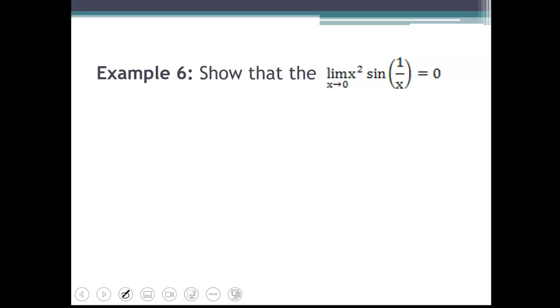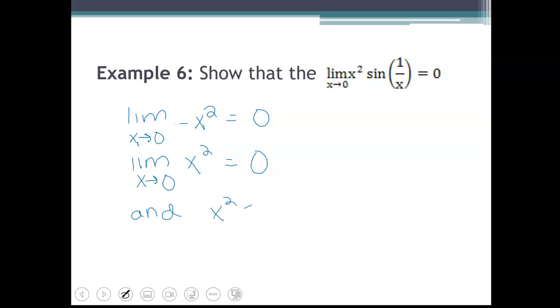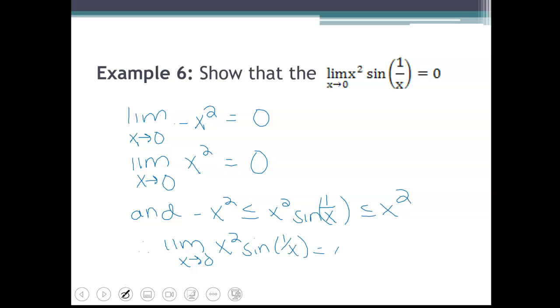So what do we predict it's going to be? 0. Why do we know it's going to be 0? Because the limit as x approaches 0 of negative x squared is 0. The limit as x approaches 0 of positive x squared is 0. And because negative x squared is less than or equal to x squared sine 1 over x, less than or equal to x squared, therefore the limit as x approaches 0 of x squared sine 1 over x is 0 by the sandwich or squeeze theorem.